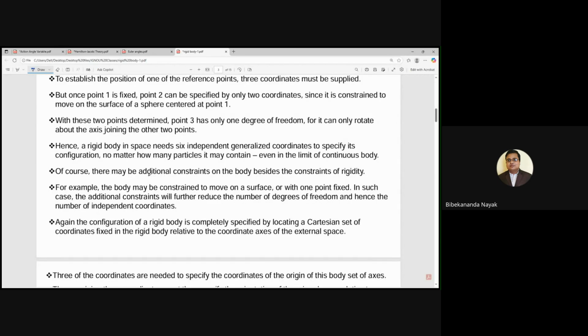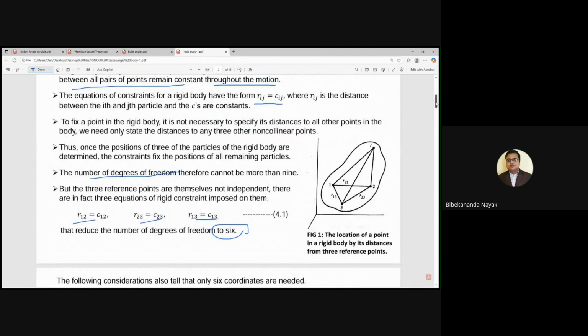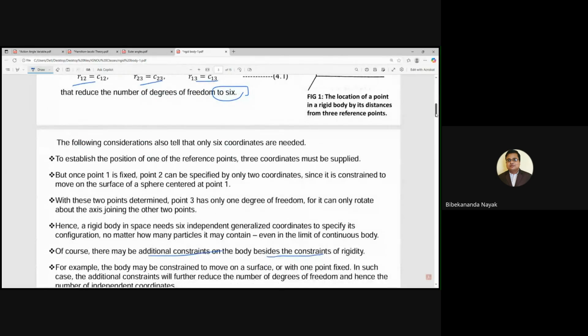Also, there may be additional constraints on the body beside the constraint of rigidity. Suppose one point of the rigid body is fixed, one condition. If one point is fixed, then 3 coordinates are given. So according to this, you can find 3 coordinates. So only 3 more coordinates are needed to define the system. These three are actually angles.